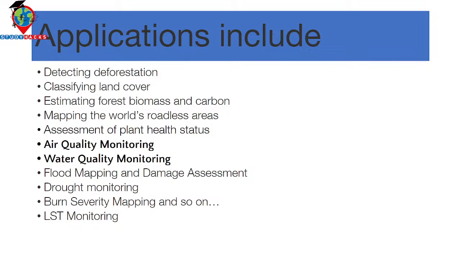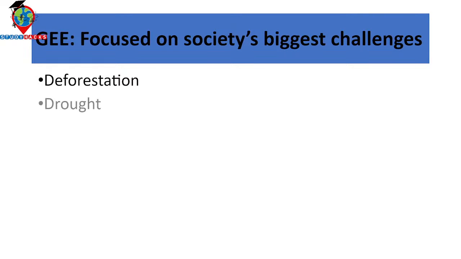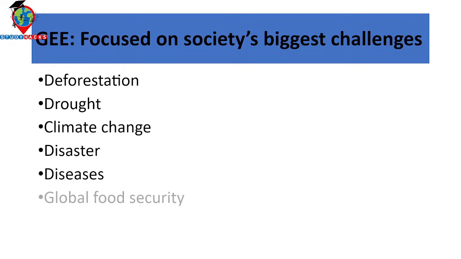We can do it very quickly and efficiently compared with other software. Mainly, Google Earth Engine focuses on society's biggest challenges such as deforestation, drought, climate change, disaster, diseases, global food security, and sustainability.